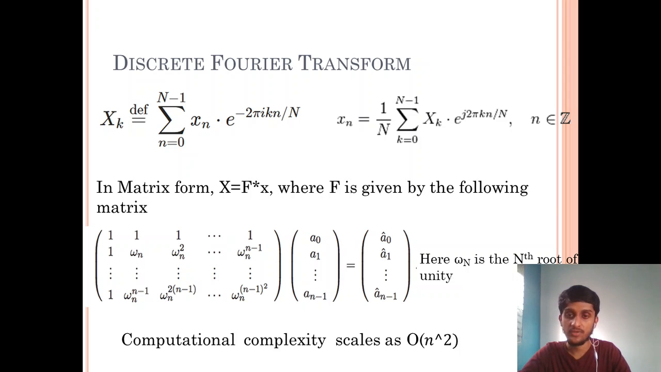So in the matrix form it can be represented as this matrix. If we have data of n points and we want to compute a discrete Fourier transform, we'll multiply this matrix and this would be the discrete Fourier transform which we obtain. So these coefficients here represent how much of a certain frequency is present in the actual signal.